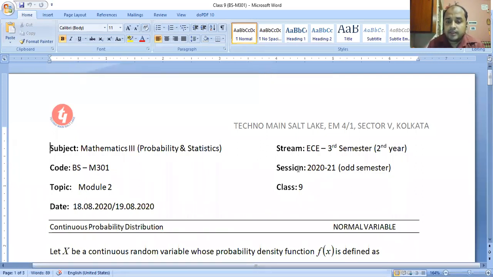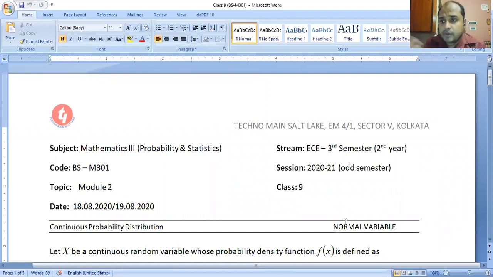Now, the normal variable. This particular chapter is very, very important in the sense that all my subsequent topics of the syllabus are based upon this. Everything else is based upon this normal variable. If you do not understand it properly, then you will not be able to solve the subsequent problems.